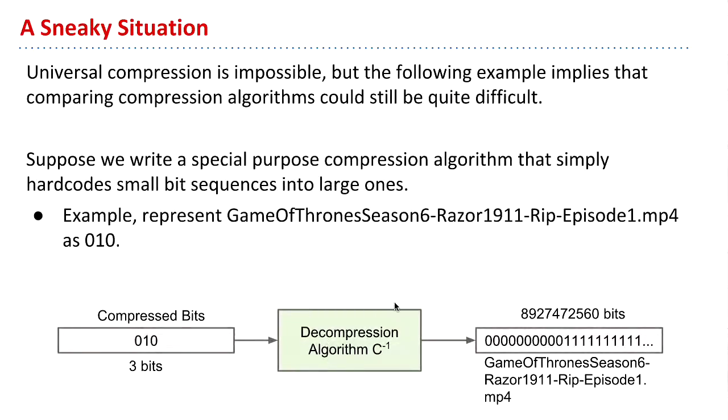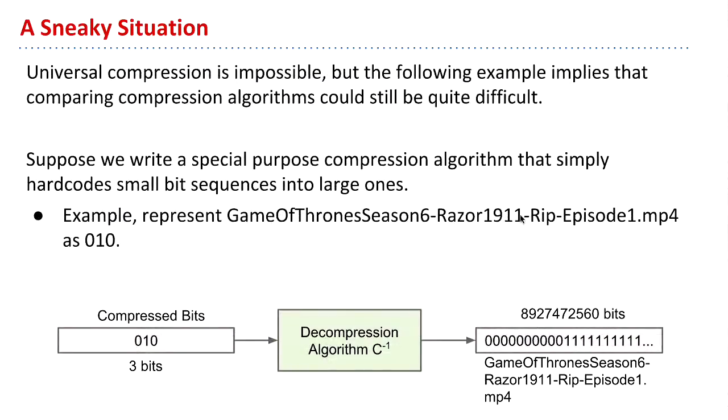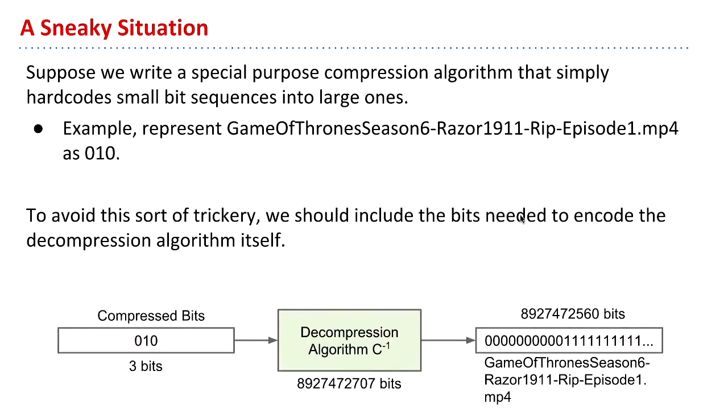It needs to be what? Relatively complex. So maybe it takes a whole lot of bits, okay? Because what you would do is basically write the episode itself into the decompression algorithm, and if you get 010, you say, okay, you can have the episode. So that seems like cheating, and that seems like it's going to make comparing algorithms difficult. However, we can deal with that.